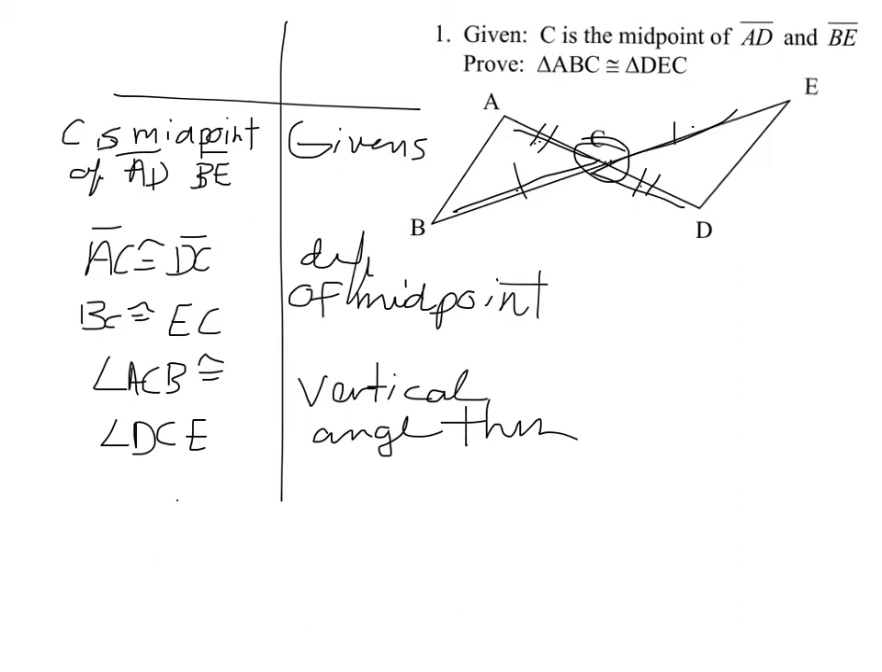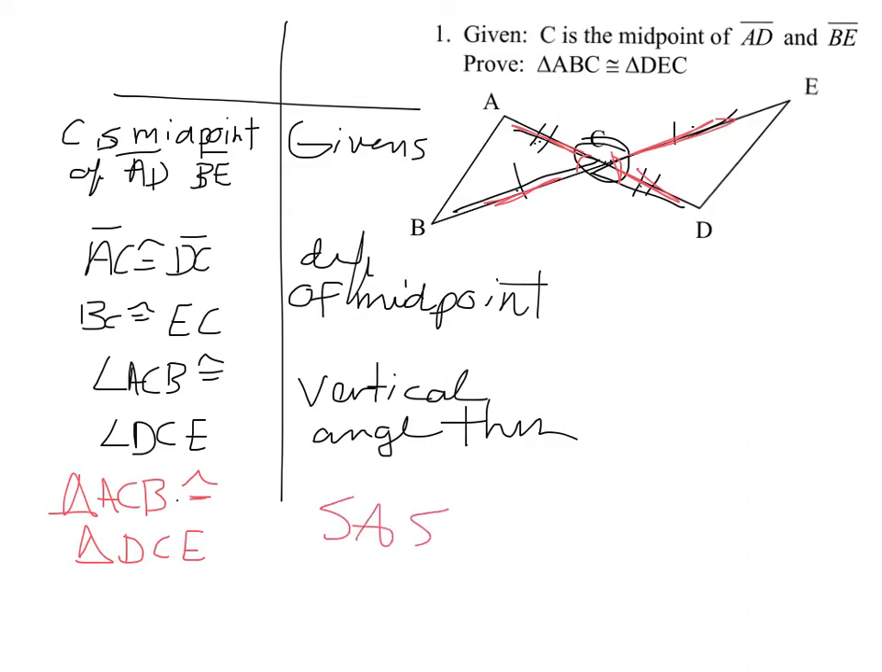And now we have side, angle, side, side, angle, side. So triangle ACB, I'm going to use the exact same order that I just used for the angle, is congruent to triangle DCE by side, angle, side.